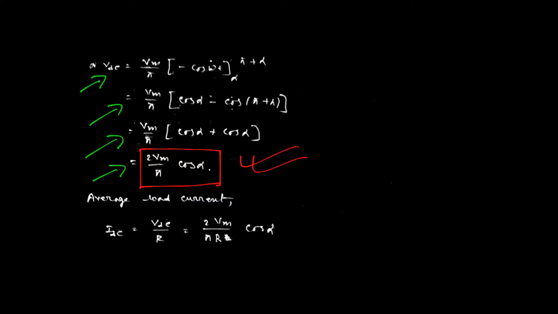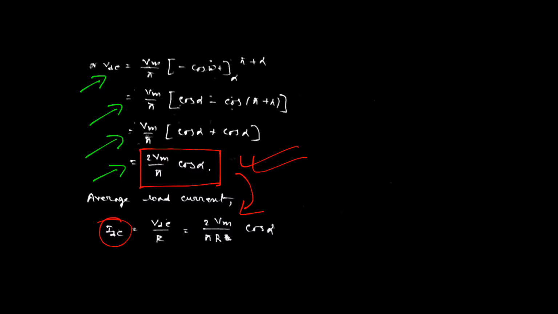Okay, as well as we can define the current also, that is the average DC current, termed by IDC, that should be equal to VDC by R. That means 2 Vm cos alpha by pi R, which is taken from this expression. So this is all about the average output voltage and average output current.